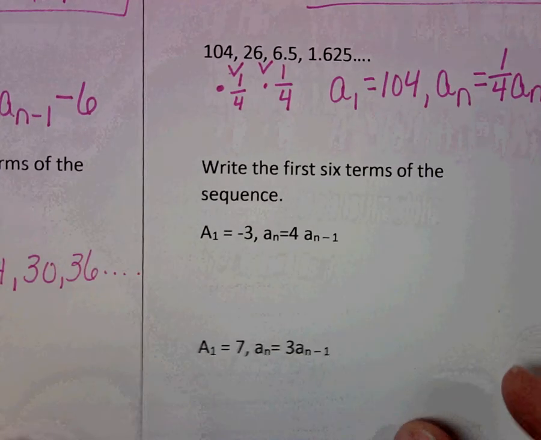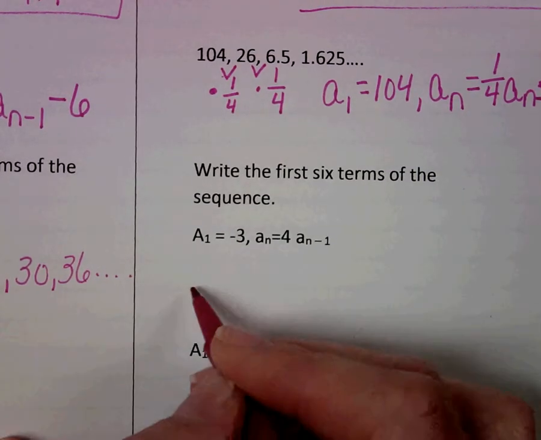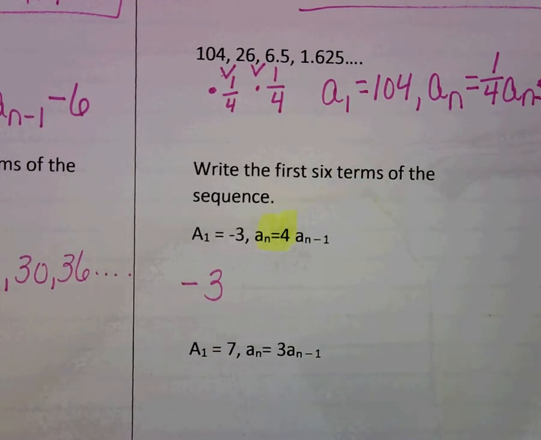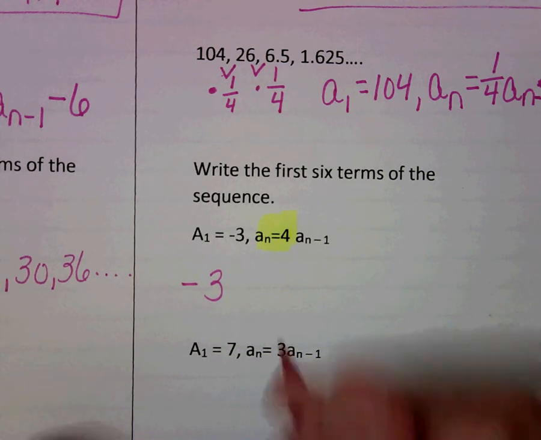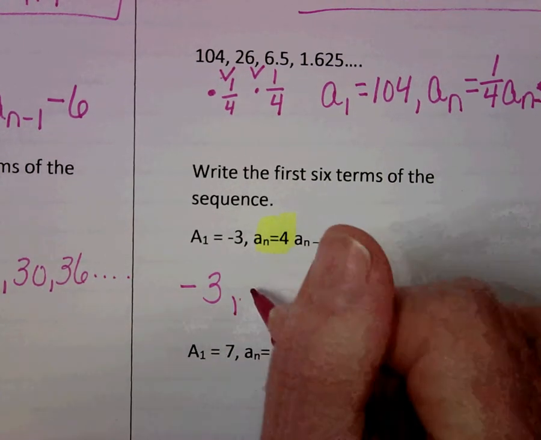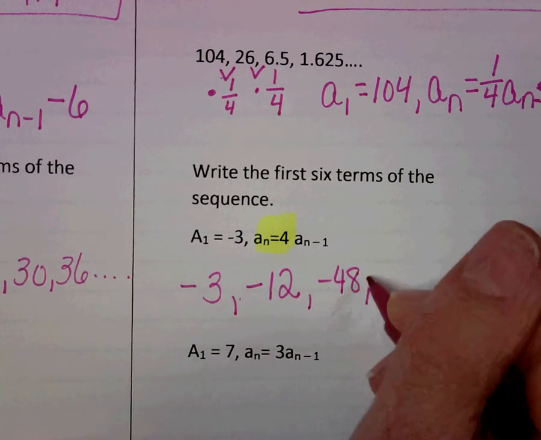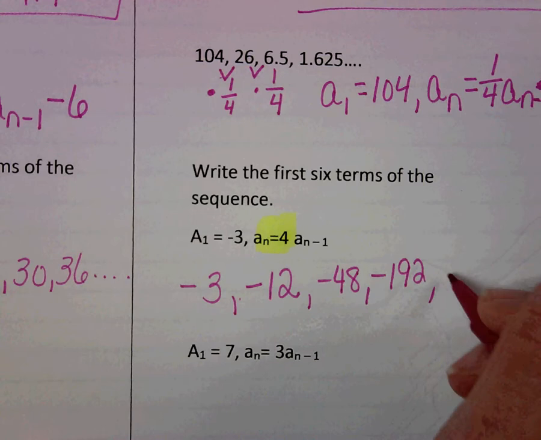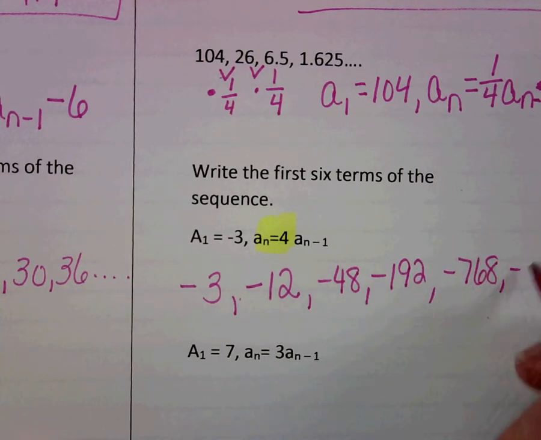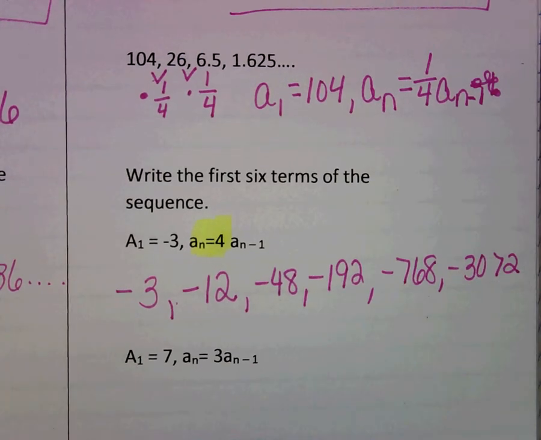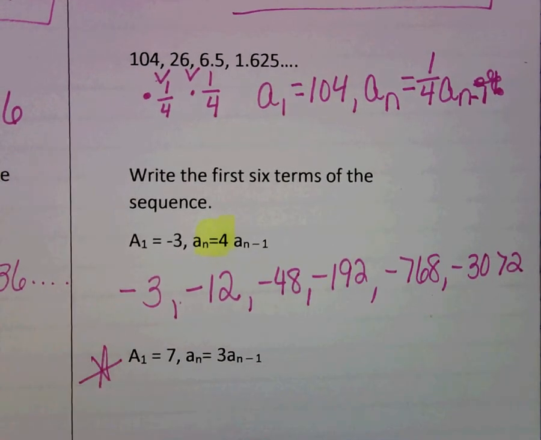Okay, so same thing with writing our sequences. We know our first term is -3. The next thing we have to identify is what is our common ratio, which is 4. That means we're multiplying by 4 each time. So -12, -48, -192, -768, -3072. Okay? Again, I'd like you to try this last sequence on your own, and you will input your answer in a Canvas quiz.